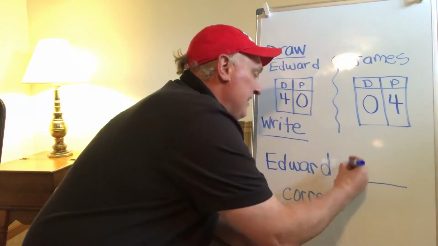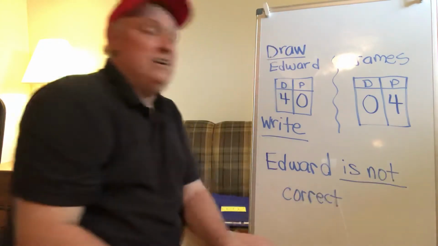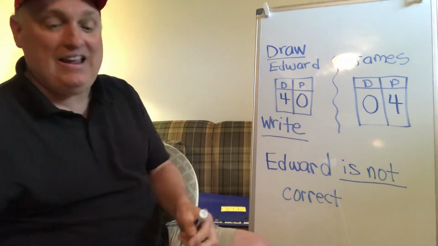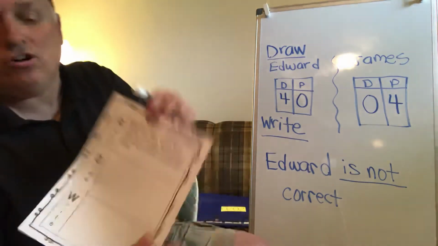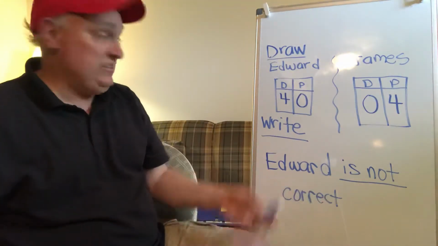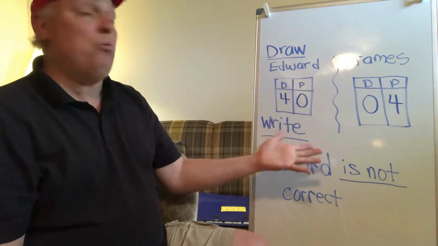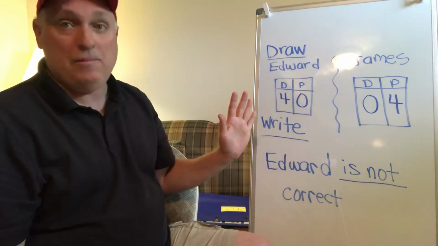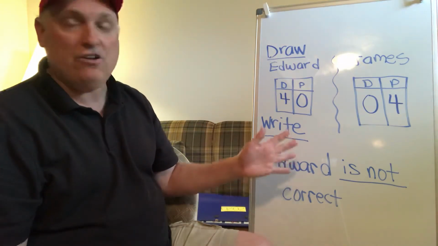So Edward is not correct because we want to write our answer out and we're answering the question, is he correct? He's not correct because he has way more money than James. So this is really important that we do the work to determine if they have the same amount or not, and then we answer the question by saying it's not correct.